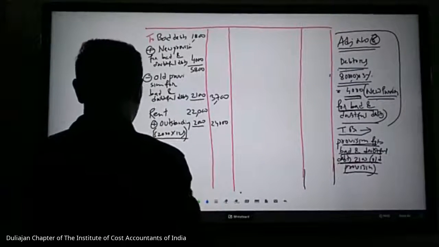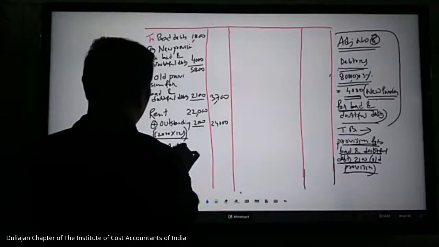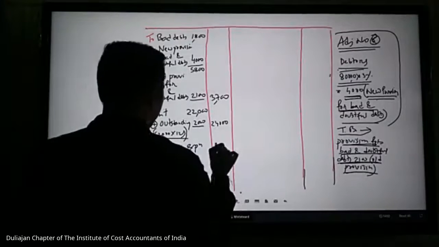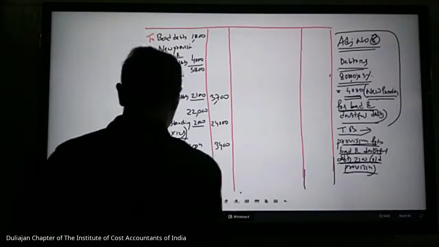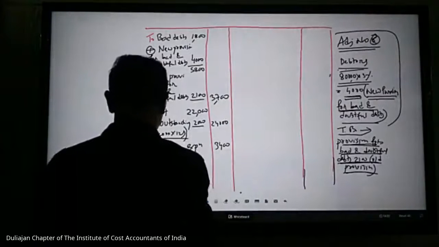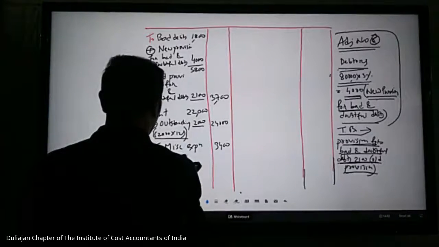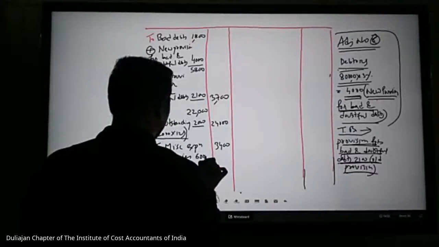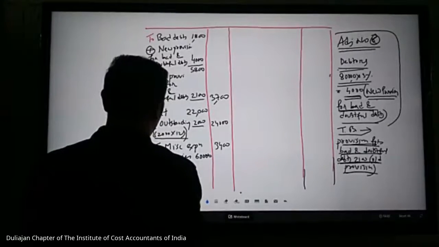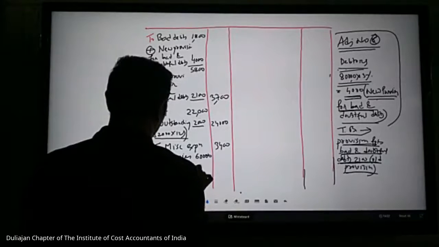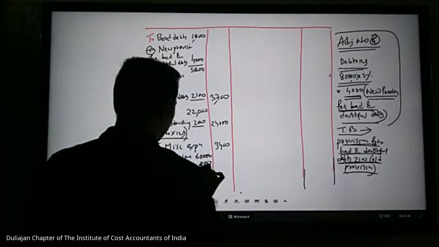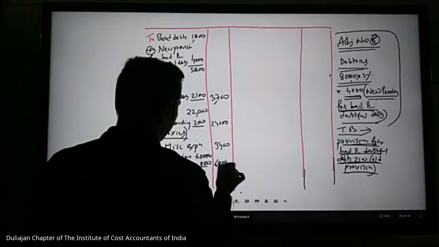To miscellaneous expenses 3,400. To salaries 60,000, plus outstanding 8,000, so 68,000.